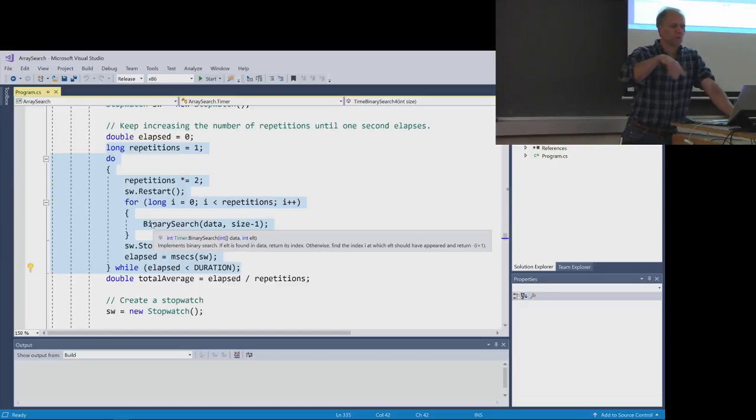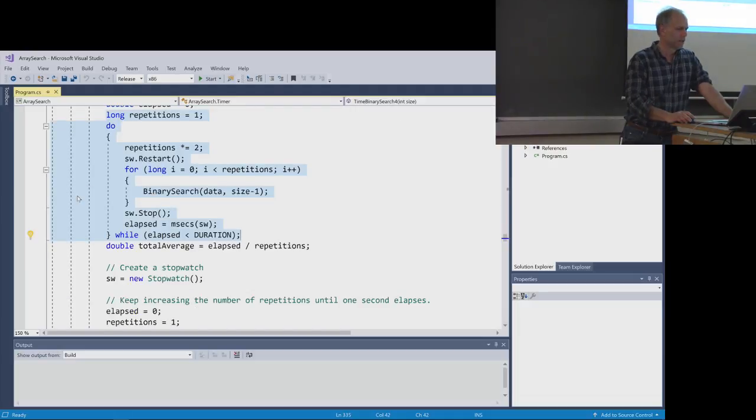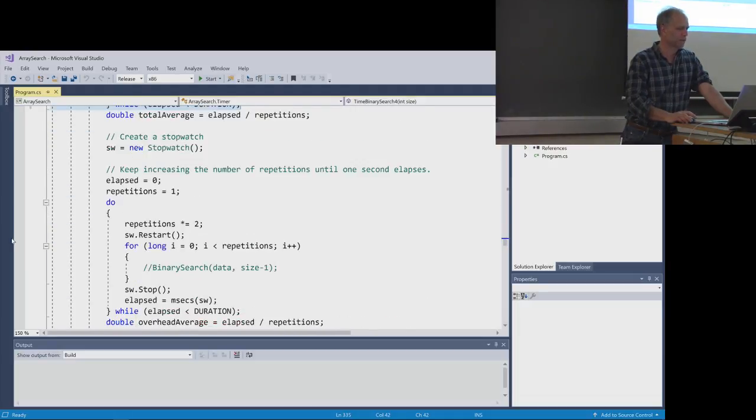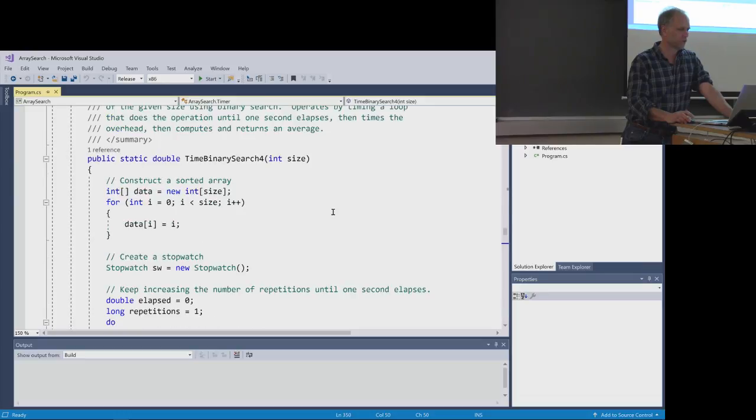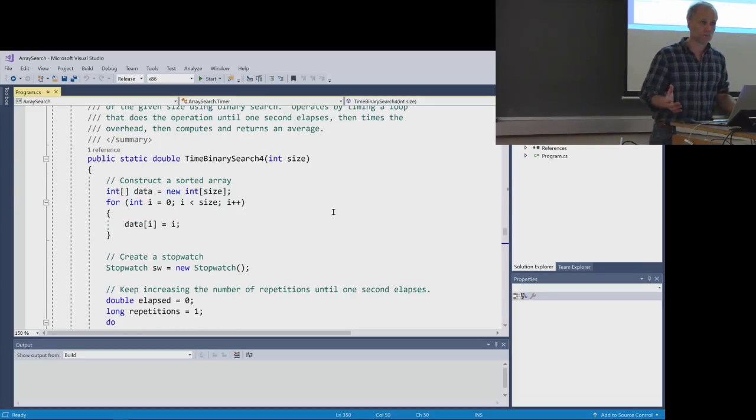So it runs for a second without using the results, and then it runs a second at the end and uses the result. So you warm it up for a second, then you time it for a second. And you don't have to guess how many repetitions to use. It just adjusts dynamically. So I do that, then I do the same thing, but without the binary search in the loop to get the overhead. I subtract, and that's my time. Okay? So this is version 4.